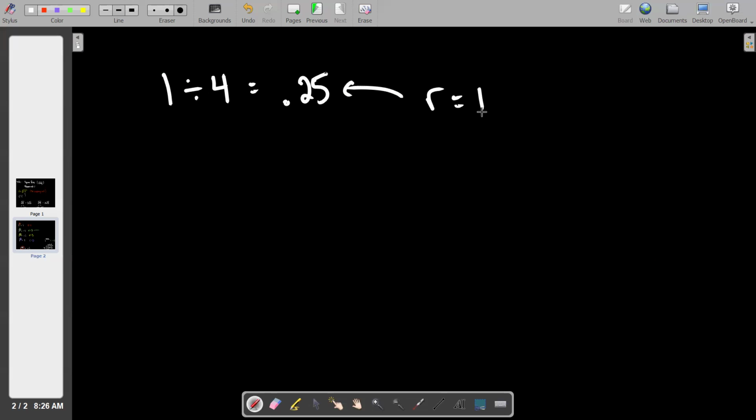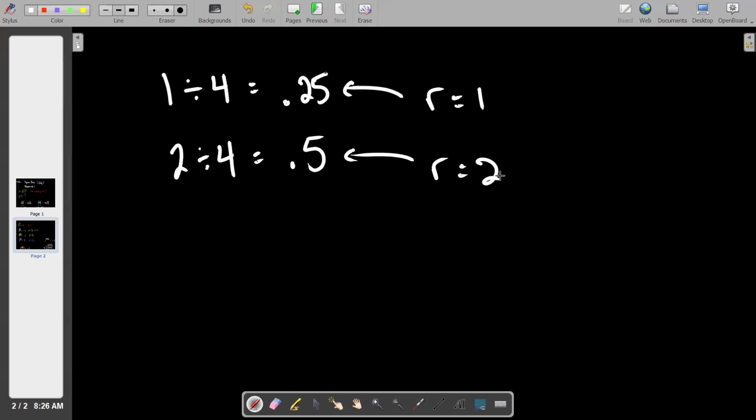That applies to huge numbers. If you type anything that's not a decimal, anything into your calculator divided by 4, it will end with either no decimal or 0.25. This other one, what's 2 divided by 4? 0.5. That's the other one you might see. And that's your calculator trying to tell you that the remainder is 2.